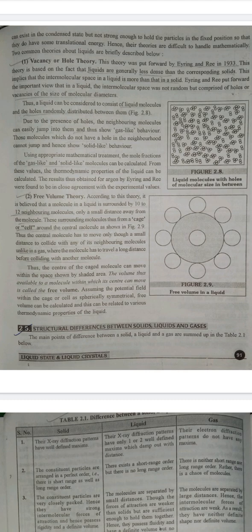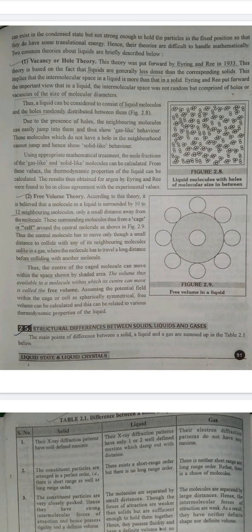Free volume theory. According to this theory, it is believed that a molecule in a liquid is surrounded by 10 to 12 neighboring molecules only a small distance away from the molecule. These surrounding molecules thus form a cage-like structure or cell around the central molecule, as shown in figure 2.9. Thus, the central molecule has to move only through a small distance to collide with any of its neighboring molecules, unlike in a gas, where the molecule has to travel a long distance before colliding with another molecule. Thus, the center of the caged molecule can move within the space shown by the shaded area.